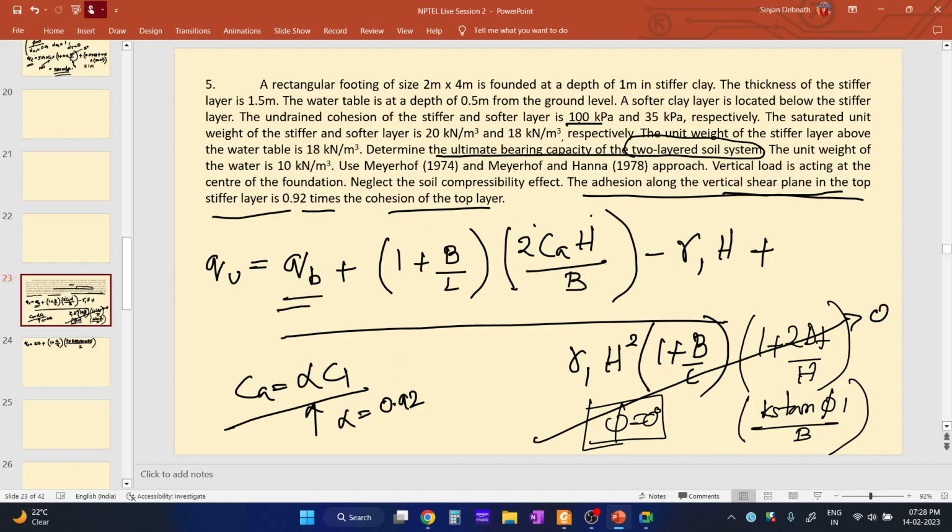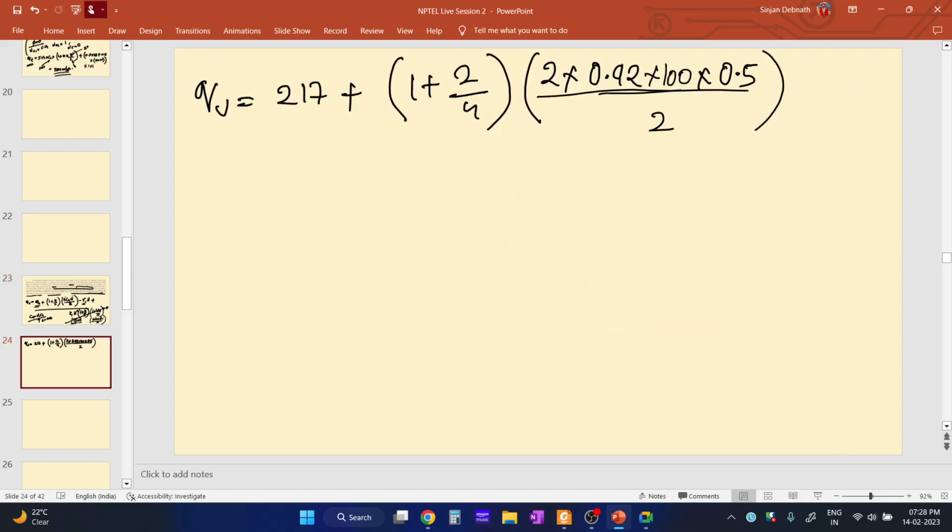Okay, so gamma naught into h. We will consider the submerged unit weight since the footing is submerged. Since the footing is submerged, we will consider the submerged unit weight of the top layer. The saturated unit weight of the top layer is 20 kilonewton per meter cube. If we subtract the unit weight of water from this saturated unit weight, the submerged unit weight is equal to gamma sat minus gamma w. That means 20 minus 10.